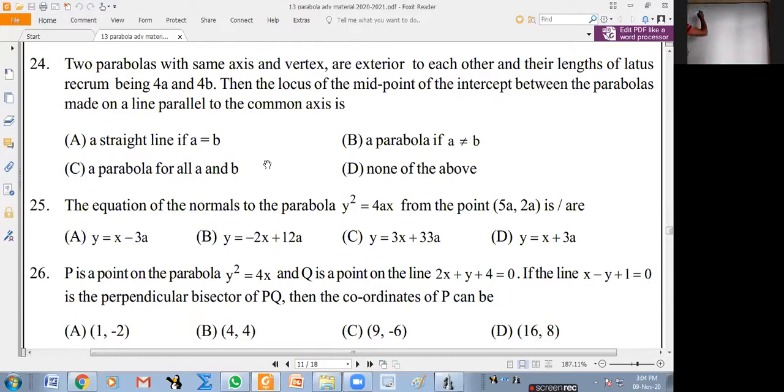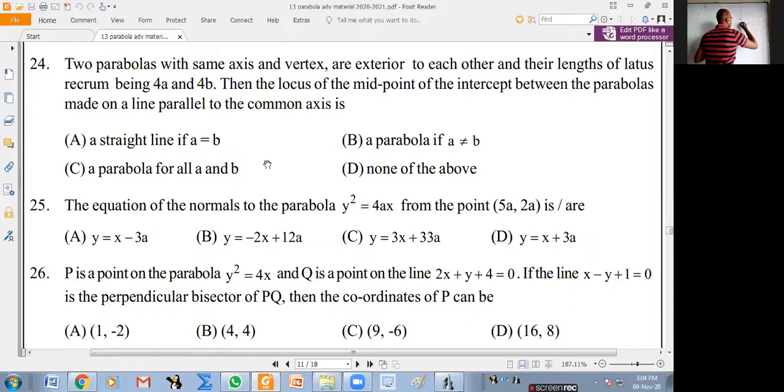Okay, 24. Two parabolas with same axis and vertex and are exterior to each other. Their latus rectum lengths are 4A, 4B. The locus of the midpoint of the intercept between the parabolas made on a line parallel to the common axis. Okay.